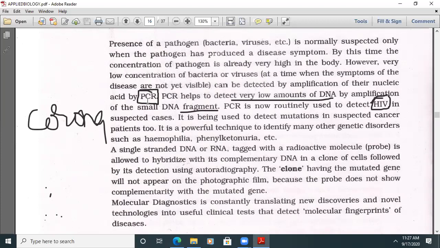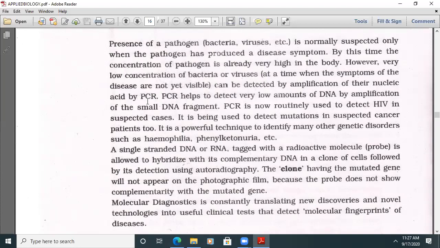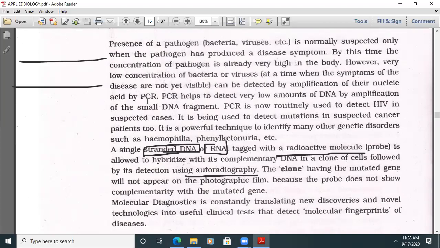It is a powerful technique to identify many genetic disorders such as hemophilia, phenylketonuria, alkaptonuria, and sickle cell anemia. A single-stranded DNA or RNA tagged with a radioactive molecule, which we call a probe, is allowed to hybridize with its complementary DNA in a clone of cells, followed by its detection using autoradiography. PCR is just for multiplication; during general multiplication also we use PCR. You might know that in the case of PCR, the DNA double strand will be separated.